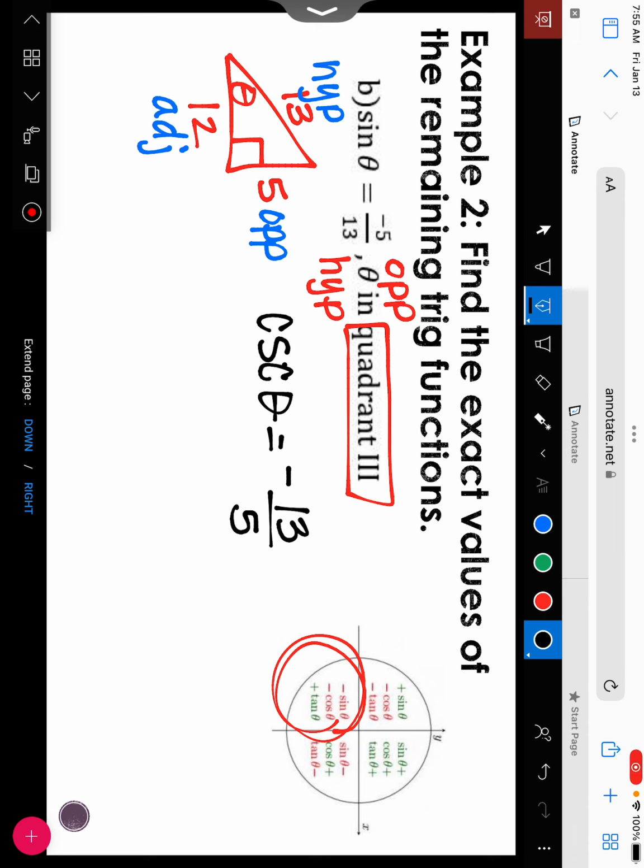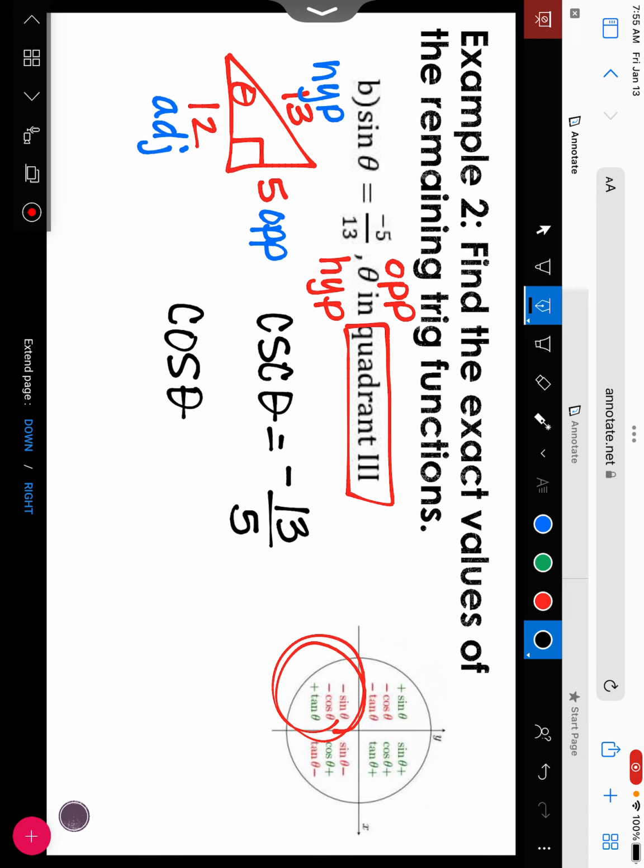As long as the fraction is negative, it doesn't matter where you put that negative. You could put the negative in the front. You could put the negative in the numerator. You could put the negative in the denominator. It just needs to be negative. So we got sine and cosecant. Let's go ahead and do cosine and secant.